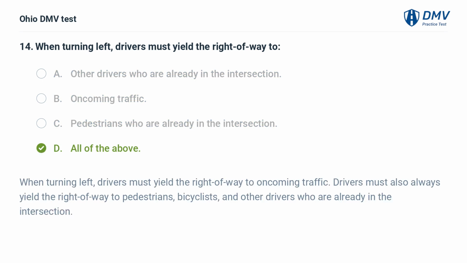D. All of the above. When turning left, drivers must yield the right of way to oncoming traffic. Drivers must also always yield the right of way to pedestrians, bicyclists, and other drivers who are already in the intersection.